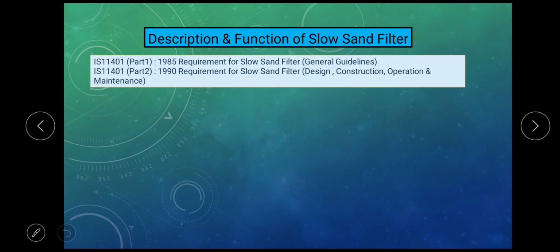Function of slow sand filter. As per IS code 11401 part 1, it tells us about general requirement of slow sand filter, and part 2 tells us about design, construction, operation, maintenance of slow sand filter.